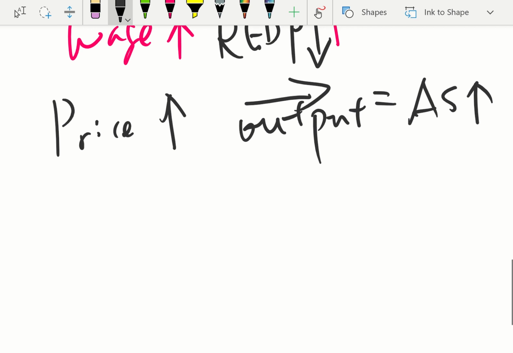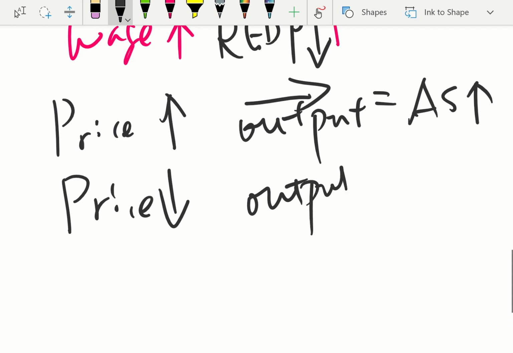Now, vice versa, if your price level decreases, so everything else becomes cheaper, but your output price still stays the same, doesn't change. That means whatever you're producing now is more expensive, then our aggregate supply will be decreasing. Okay, so let me give you examples.